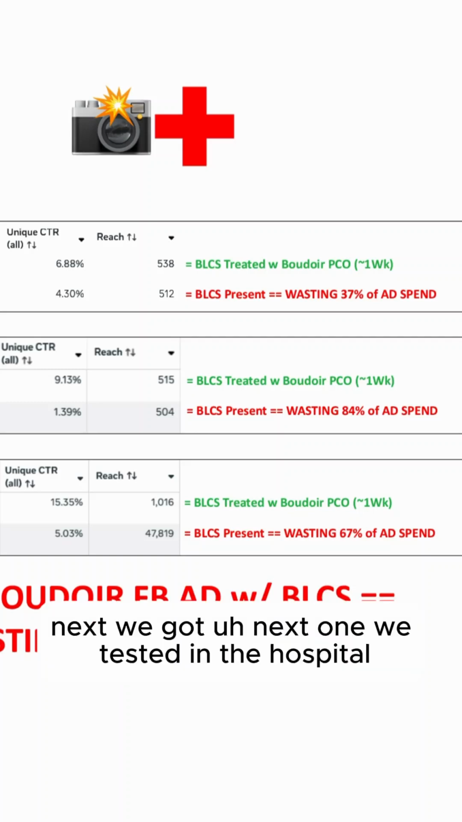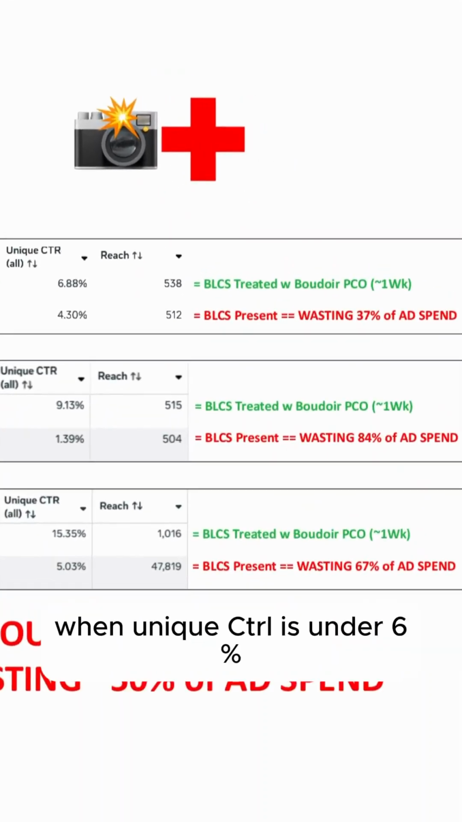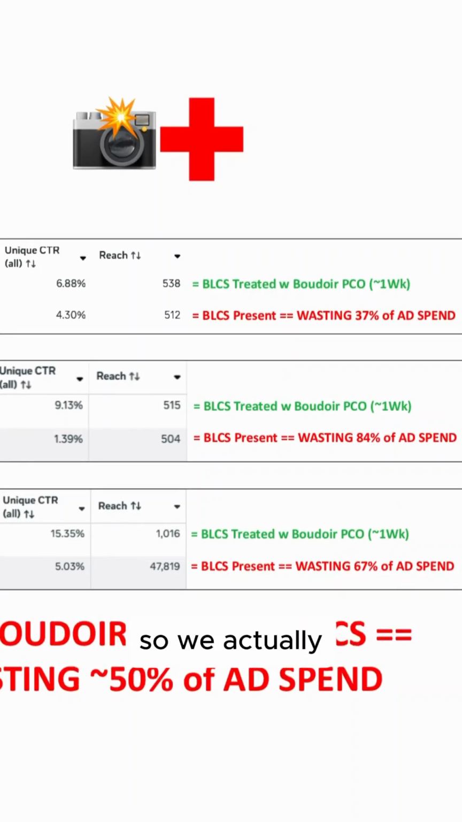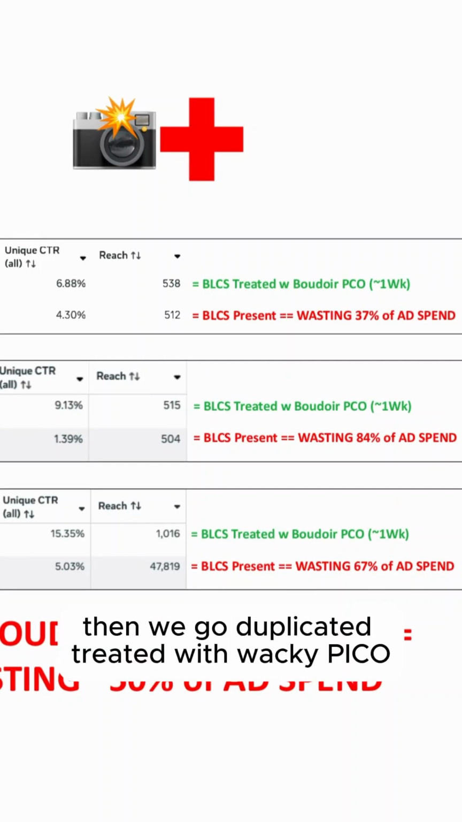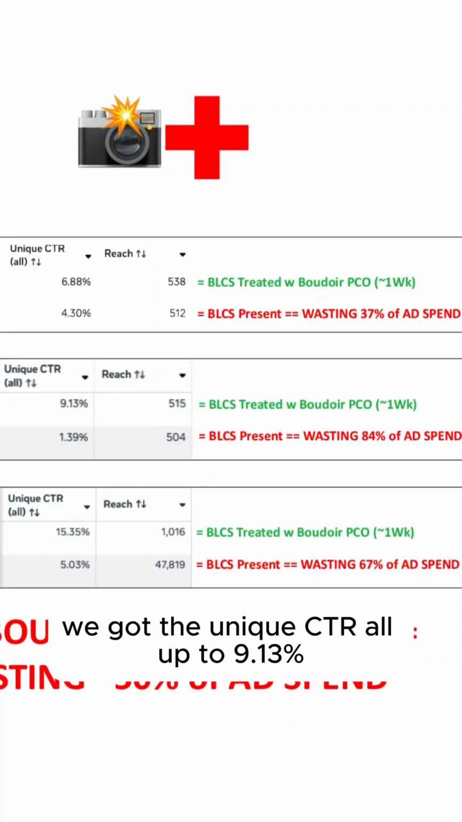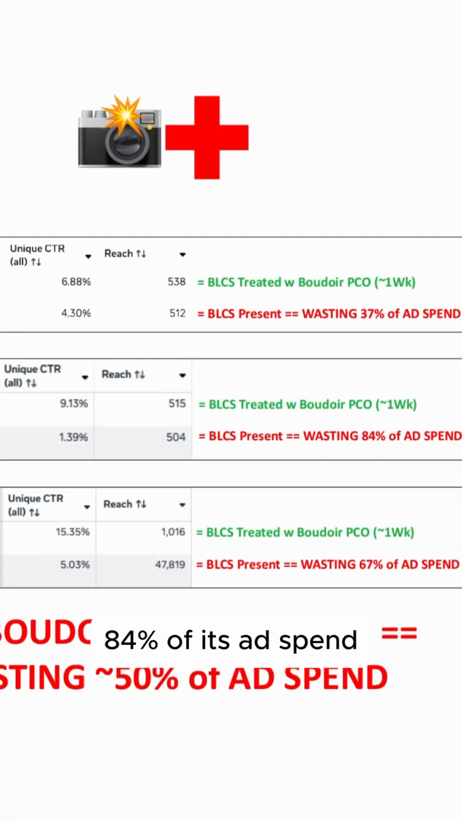Next, the next one we tested in the hospital. Unique CTR was 1.39%. So again, when unique CTR is under 6%, we know that BLCS is present. So we duplicate it, treat it with Boudoir PICO, takes about a week. We got the unique CTR up to 9.13%. So we found out the original Boudoir Facebook ad was wasting 84% of its ad spend.